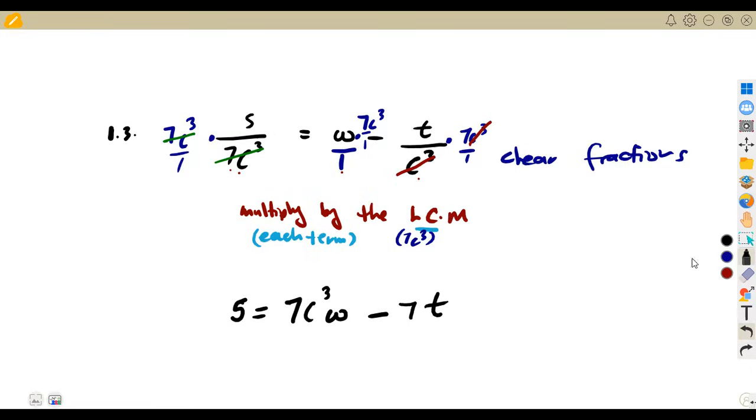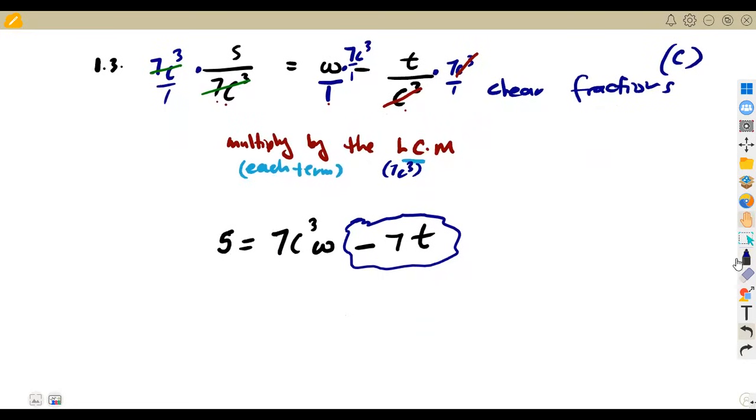As we can see, after clearing our fractions, we are left with only one term that is carrying c. Remember, our question is to make c the subject. We are left with just one term that contains c. So what are we going to do? We can transpose everything that does not have c to the other side of the equation, meaning minus 7t can be transposed to the other side and become positive. So this is going to be 5 plus 7t, which is equal to 7c to the exponent of 3 omega.